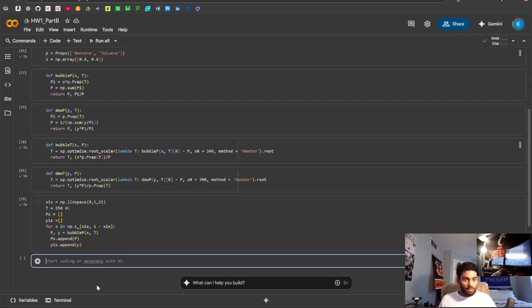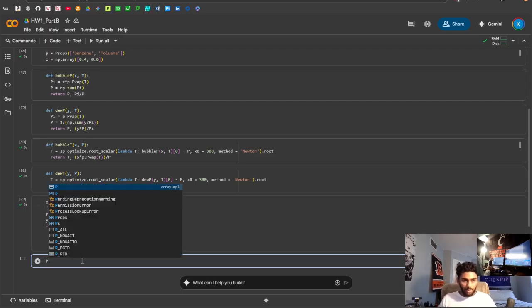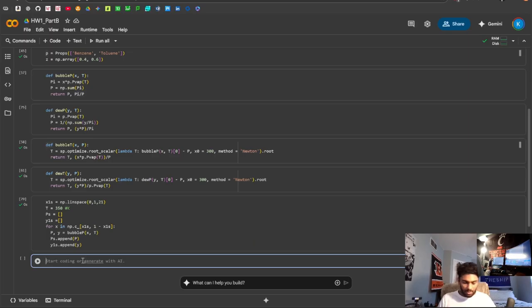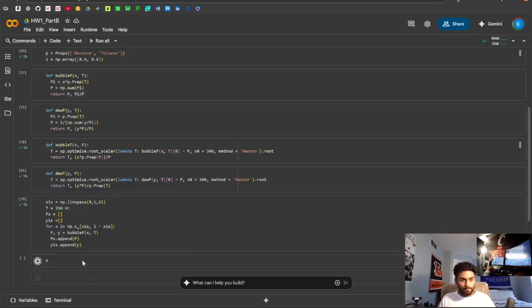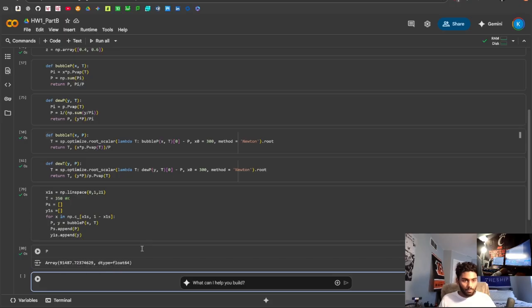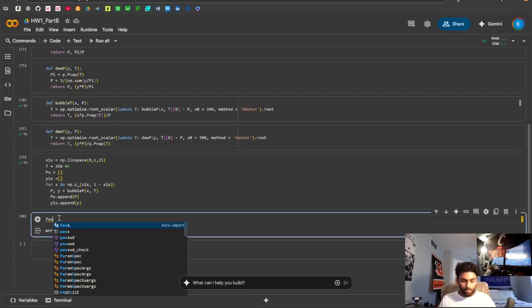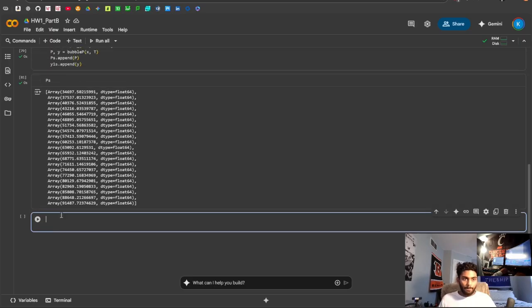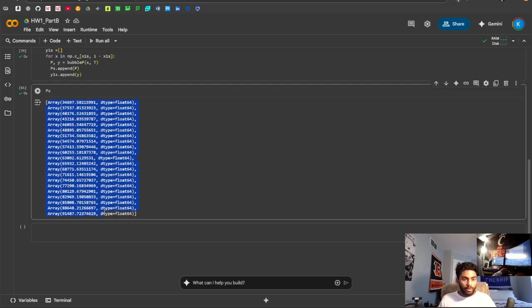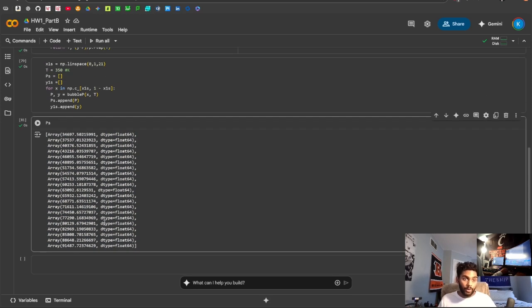Okay. So when we do this for loop now, let's take a look at our p's. Why not? P's. All right. So we have 20 or 21 values of just pressure plots that we have based off our bubble point pressure calculation. And we notice that each of these bubble point calculations is its own array.